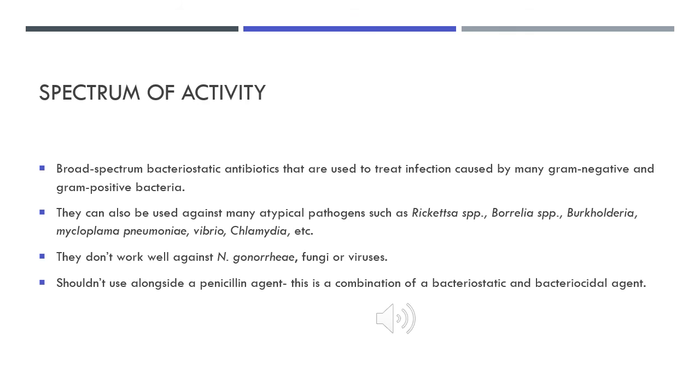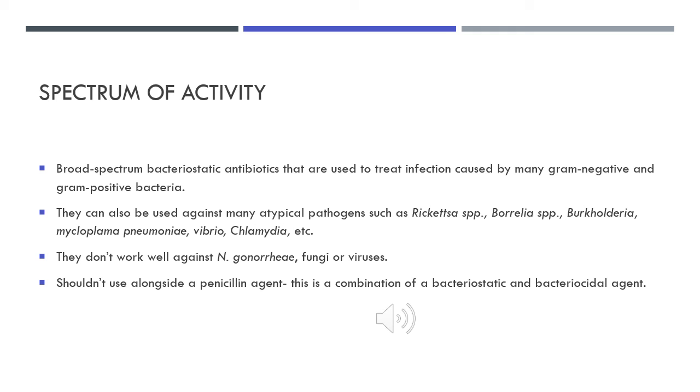So when we talk about spectrum of activity with the tetracyclines, again, we're talking about a broad spectrum bacteriostatic antibiotic that is used to treat infections caused by both several gram-negative and gram-positive bacteria. So it has a wide range. In addition to the gram-negative and gram-positive bacteria, the tetracyclines can be used against many atypical pathogens. I only put a few down. There's probably 3 times as many as what I listed.